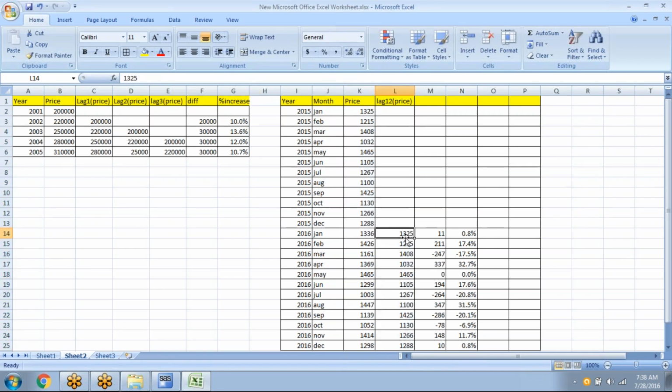How did I get this 1325? I went prior to this 1336, we have 12 values, and I have to pick the 12th value. Because for last year's Jan month, what is the value I need to pick, and I need to take the difference. So this is the functionality of lag 2, lag 3, lag 4, lag 5. It will drag the values, or in simple words, read the previous observation values.